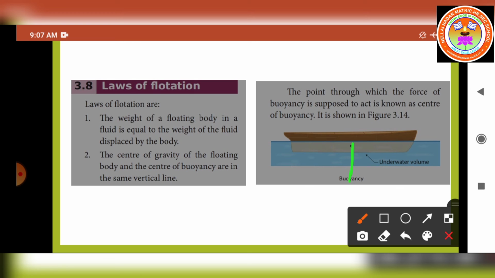So the point through which the force of buoyancy is supposed to act is known as the center of buoyancy. Where it has to act is known as the center of buoyancy point. So this point only we have to call which one? Center of buoyancy. I hope you can understand.